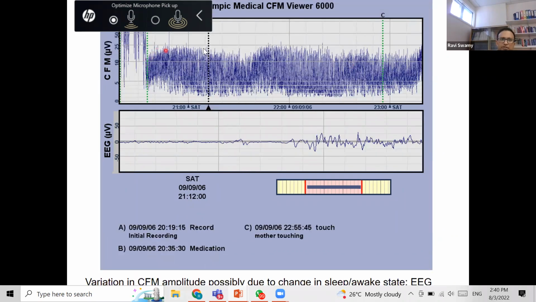Now, big band, whenever you see big band, this is a moderate thing because it is below 5 and above 10. So it's a moderate CFM. But that's all, nothing else more you can take about that. Maybe occasional sleep-wake cycling, but it's a moderate CFM.